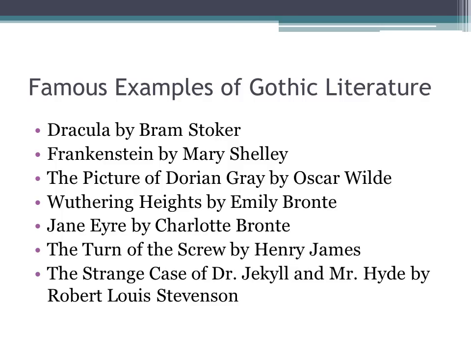So some of the famous examples of Gothic literature, we have Dracula by Bram Stoker, Frankenstein by Mary Shelley, who was only 19 when she wrote this book that ended up being really one of the most important horror novels of all time. The Picture of Dorian Gray by Oscar Wilde, Wuthering Heights by Emily Bronte, Jane Eyre by Charlotte Bronte.